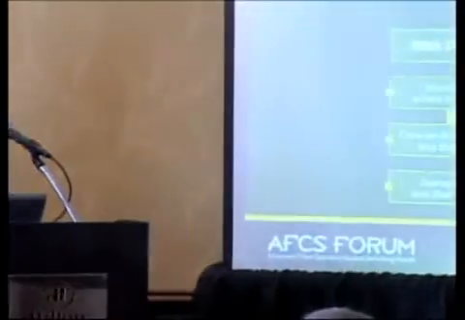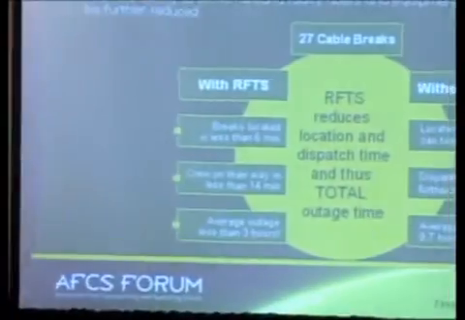They know exactly where the break is, and that's the big cost savings, obviously. Then the crew can dispatch directly to that location. They're on their way in less than 14 minutes. They monitor all of this. So their average outage is less than 3 hours with RFTS. It's just under, like 2.9 hours. But obviously a tremendous savings.